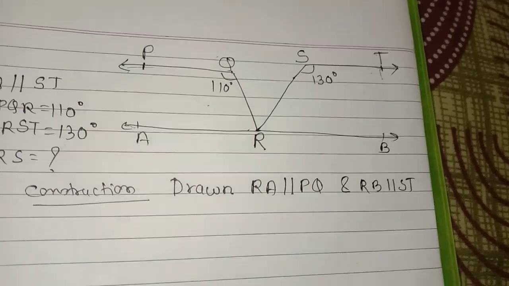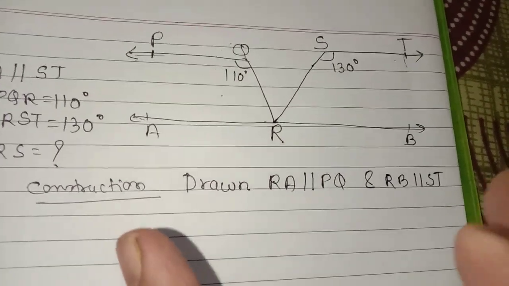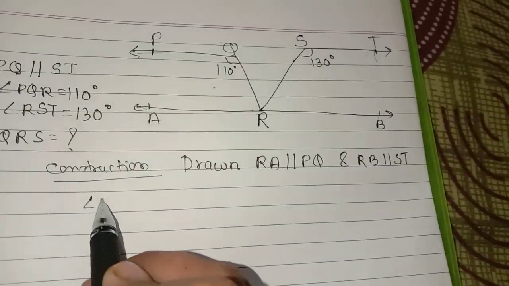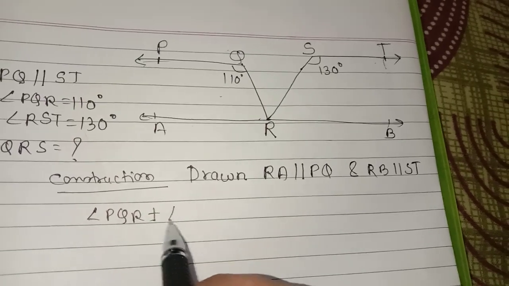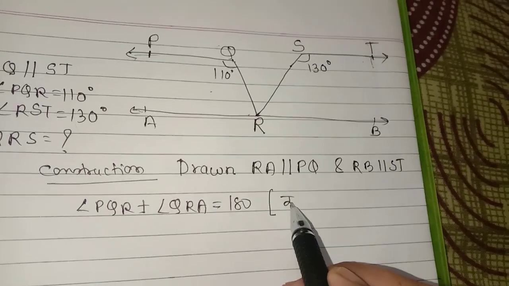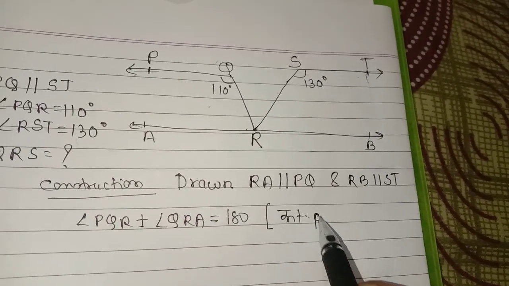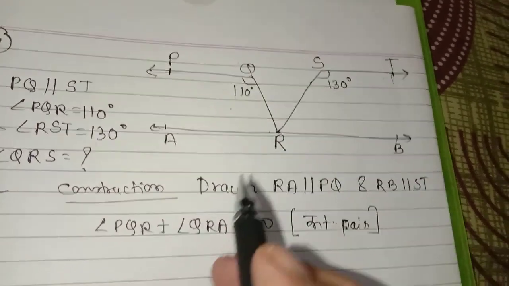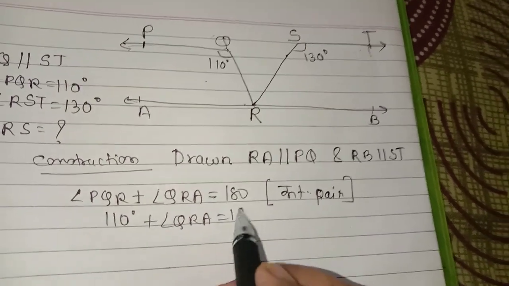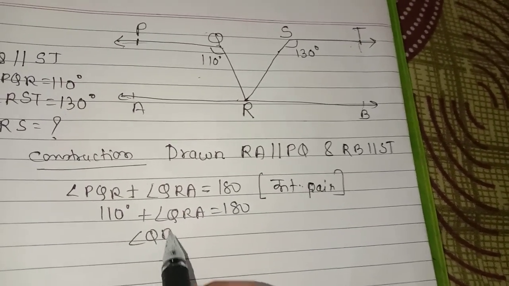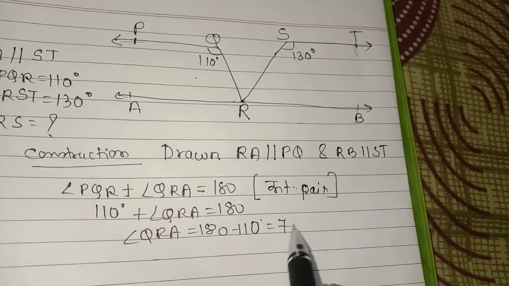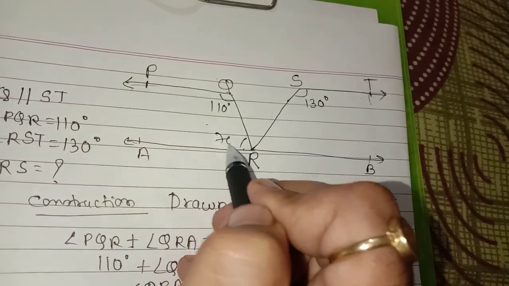I am sure a good conclusion will come to your mind about what to do now. See, it is the interior pair. So we'll write here angle PQR plus angle QRA is equal to 180, interior pair. So PQR is given as 110 degrees, plus angle QRA, you have to find out, is 180. So what is the value of angle QRA? It is 180 minus 110, that is equal to 70 degrees. Sure, it is now 70.